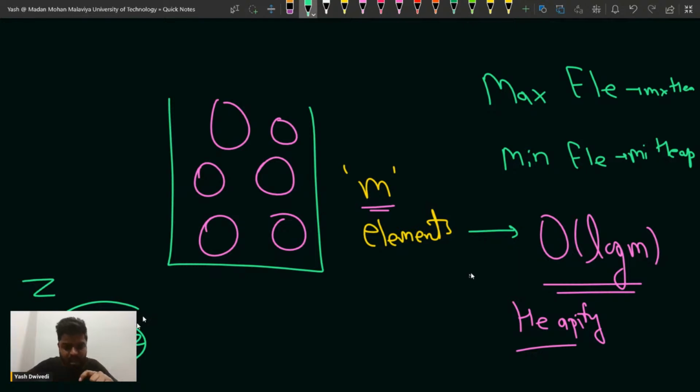So the heapify process, that is getting the maximum element at the top or the minimum element at the top depending on the type of heap, takes order of log m time, whatever number of elements are present. Is this also clear? Okay, very good, guys.